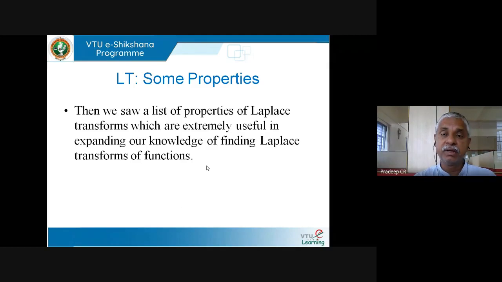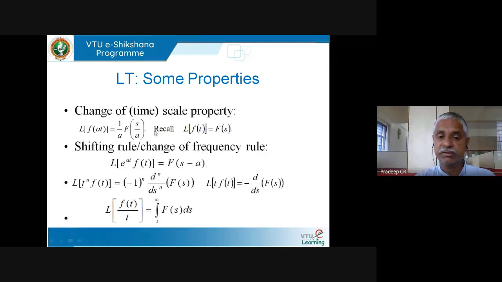More complicated functions we could find Laplace of. So what were those properties? These were the four properties: the change of time or change of scale property. Obvious name, because it just says changing this time, L of f(at) is F(s). Now in this formula, t is multiplied by a. So that's how you change the time.